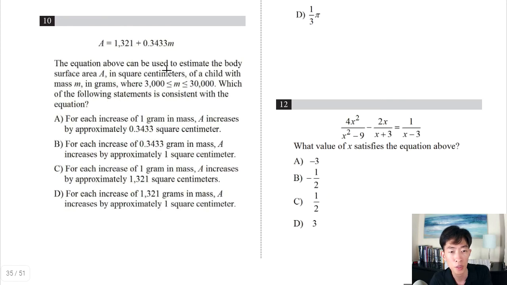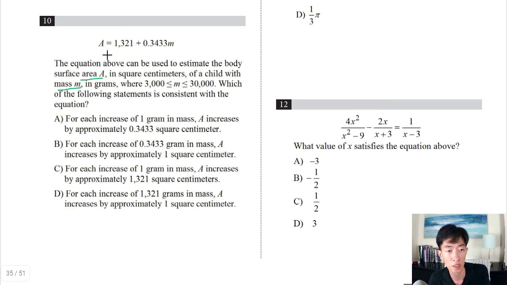The equation above can be used to estimate the body surface area A in square centimeters of a child with mass m in grams, where m is between 3,000 and 30,000. Which of the following statements is consistent with the equation? So let's take a look at the equation first, just to get a general idea of what's going on.